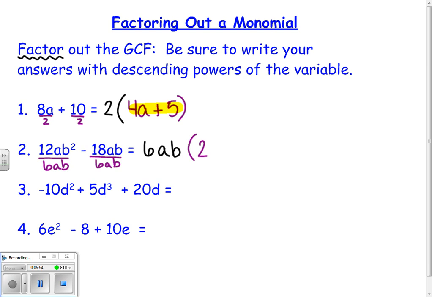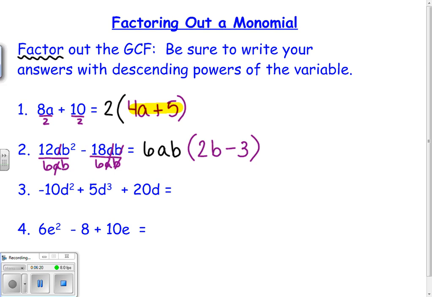12 divided by 6 is 2. I had an A, I took an A. I had a B squared and I took a B, which means I still have one B left. I had 2, I took 1. Then there's a minus sign. 18 divided by 6 is 3. I had an A, I took an A. I had a B, I took a B. All done. Again, double check what's in parentheses that there are no common factors, and there aren't.